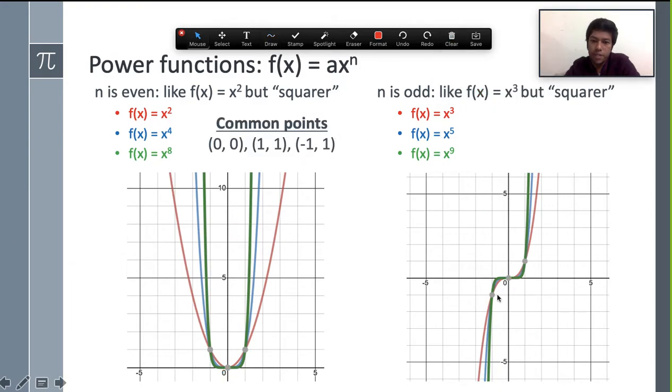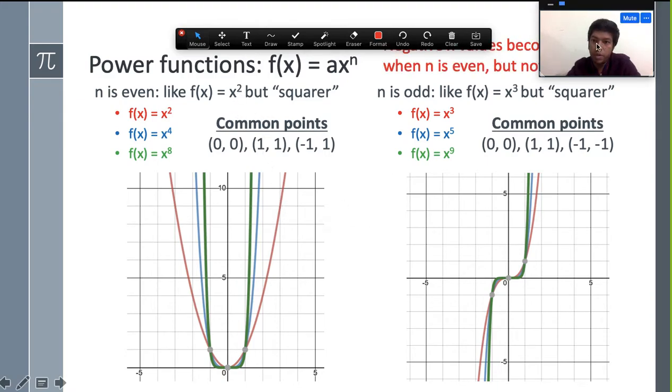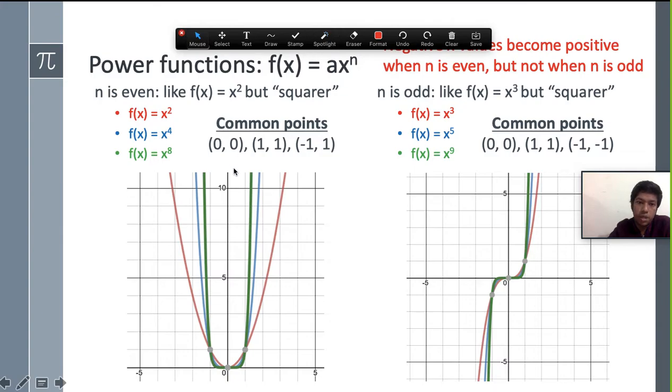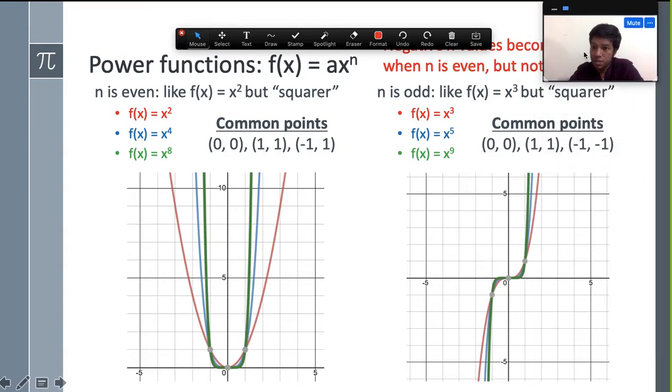The common points are these: point (1, 1), (0, 0) and (-1, -1). As you can see, when it is x squared, even if you put a negative number in x, the answer is positive, because squaring, the 4th power, and so on make it positive. But if it's cubed, then for -1 it is still -1.